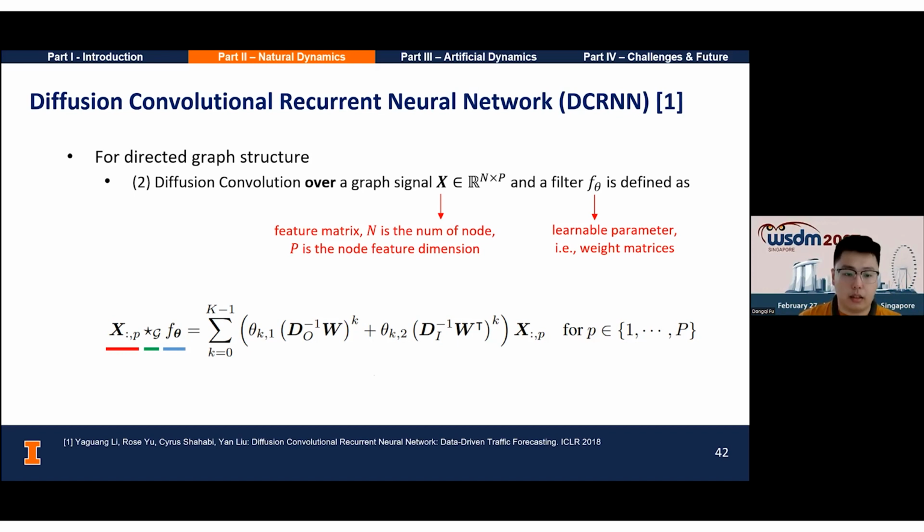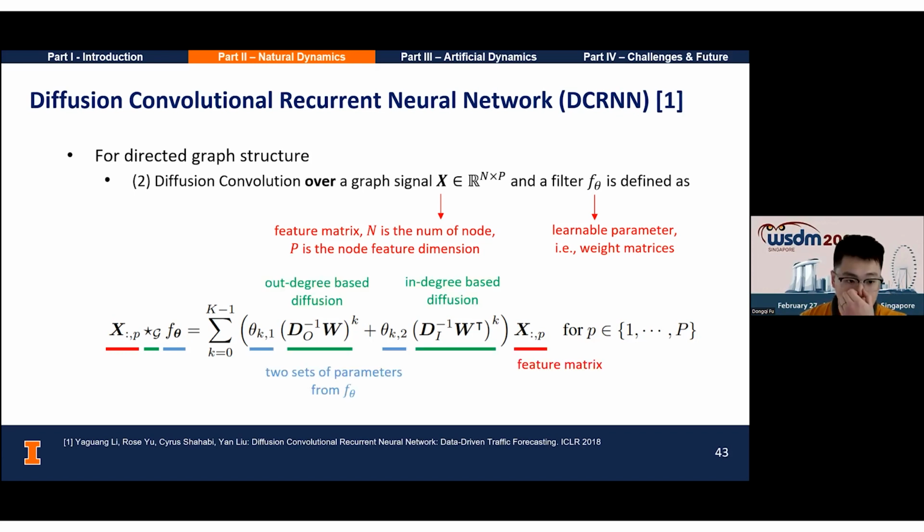So how could we understand this equation? Again, let's decompose it. Now we have decomposed it as follows. Also, we go over this equation from the right to the left. So X_p here means the feature matrix of a certain node, of a certain dimension p.